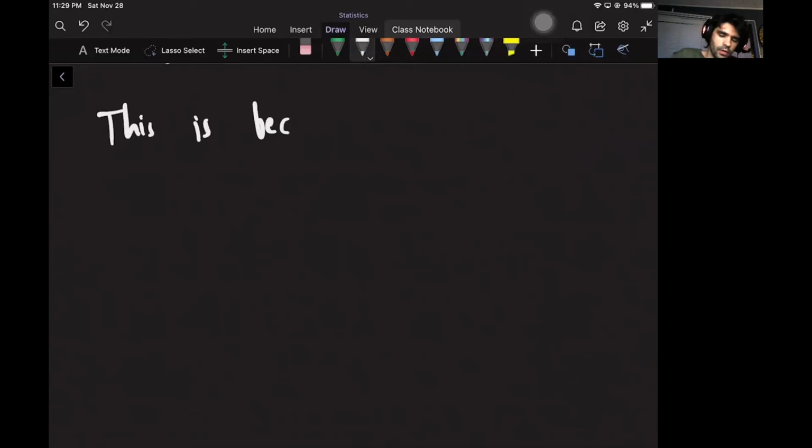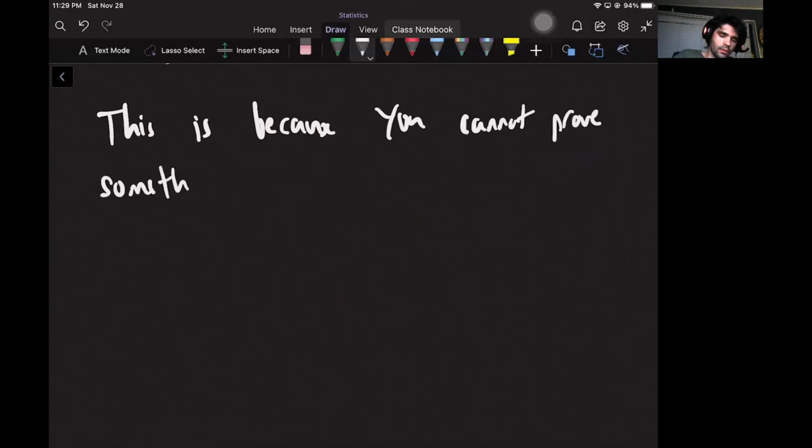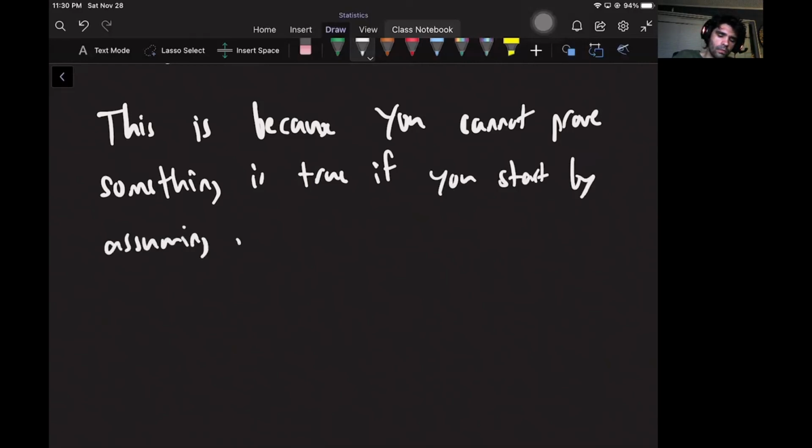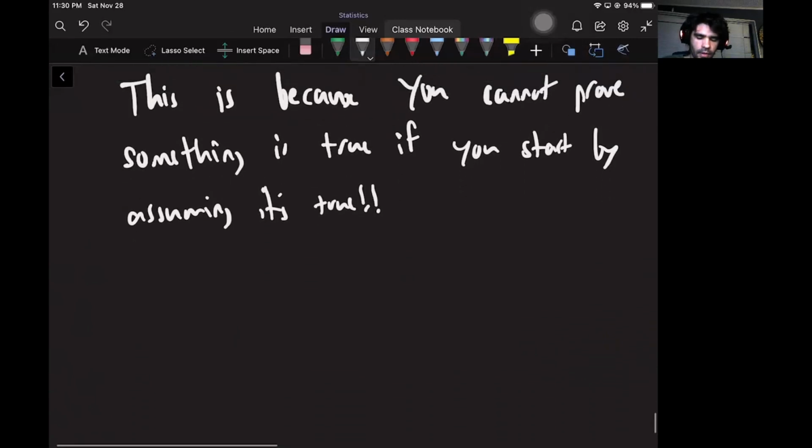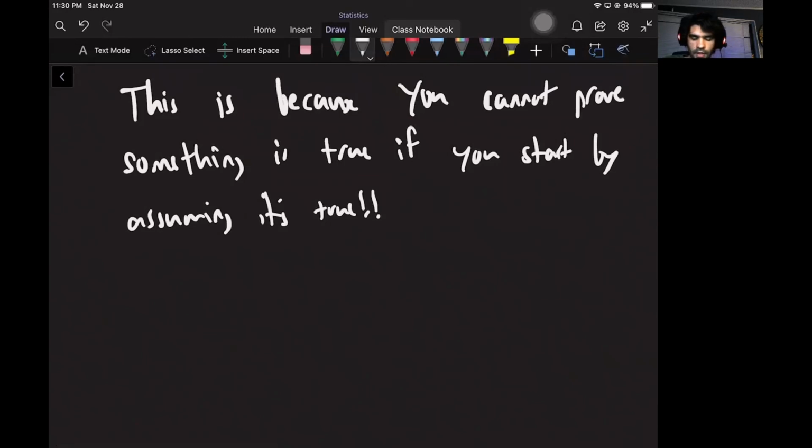And the mathy explanation is very cool and I like it, so I'm going to say it. But what's really going on here is this is because you cannot prove something is true if you start by assuming it's true, which is what we're doing. So you can't prove that the sky is blue by assuming it's already blue. That just doesn't make any sense. And that's what's going on up here. So you can't prove your null hypothesis is true. All you can say is it's not wrong. Like, I don't know that it's wrong, but that doesn't mean it's true.